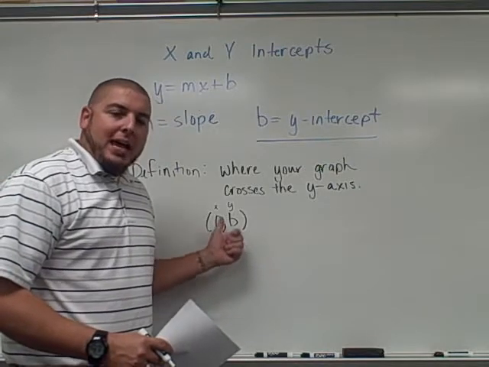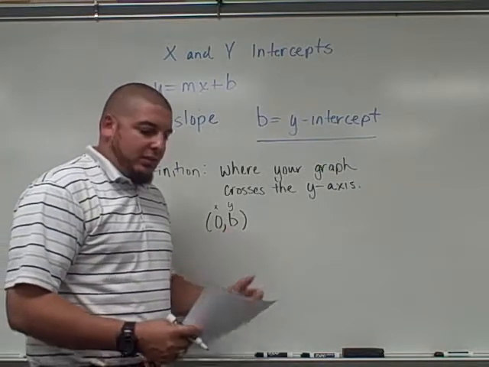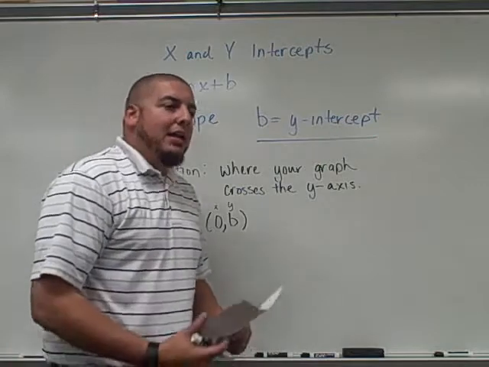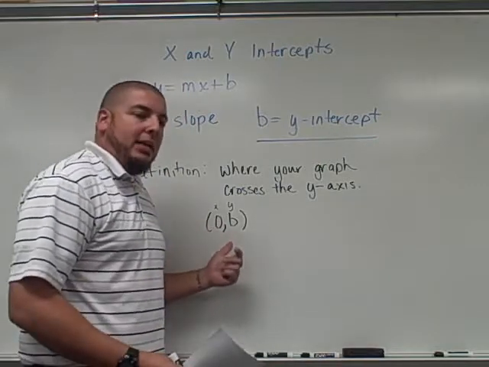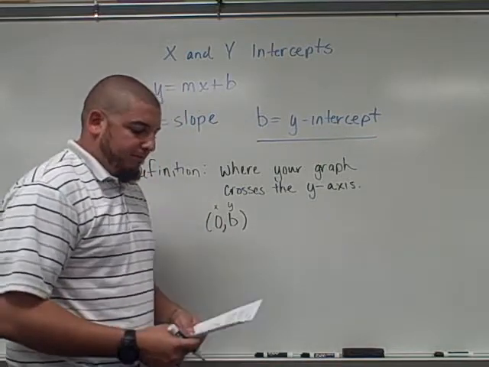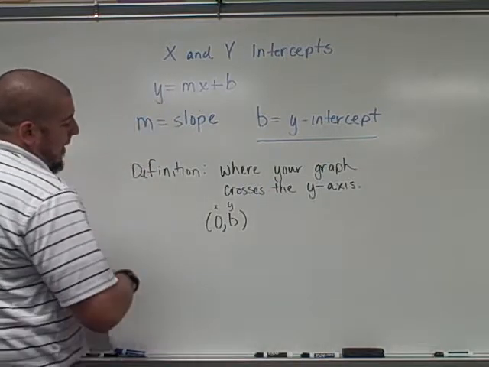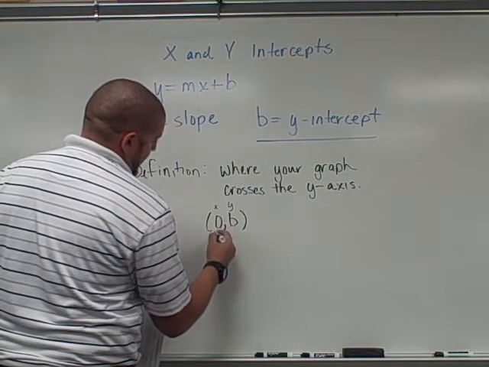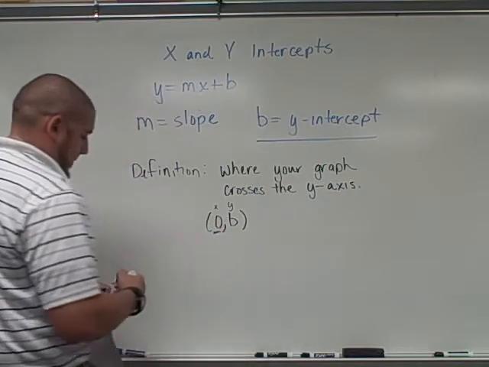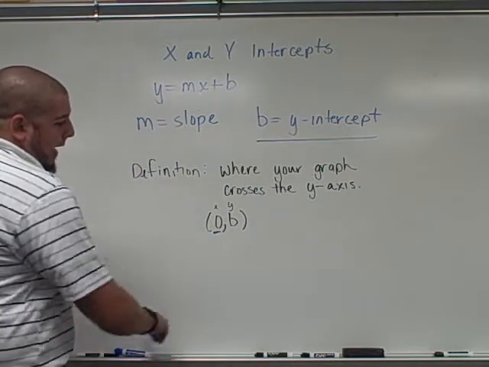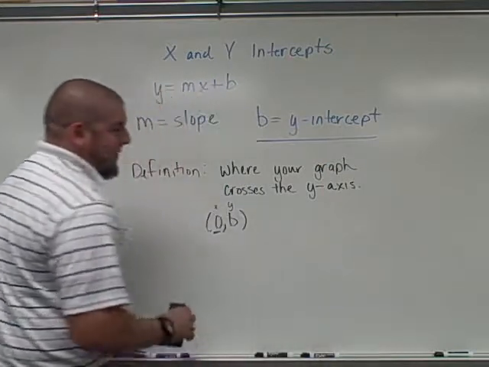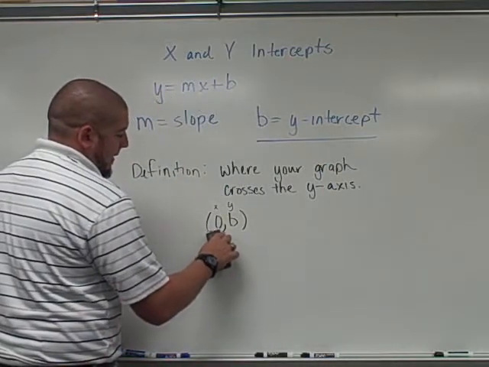Every y-intercept has a 0 for the x-coordinate. That's extremely important. Okay? Always 0 right here. Write that down. Okay. So that's the basic information for y-intercept.